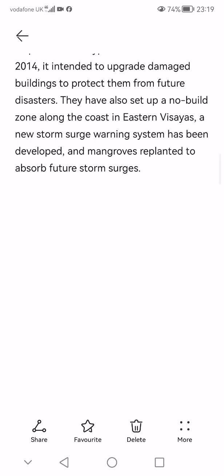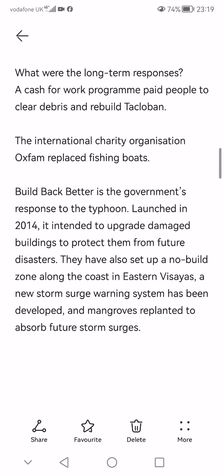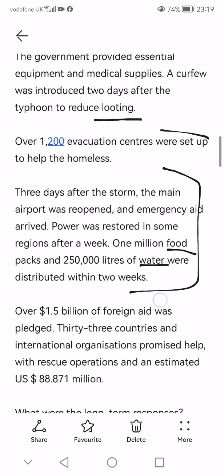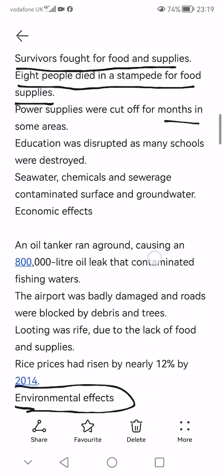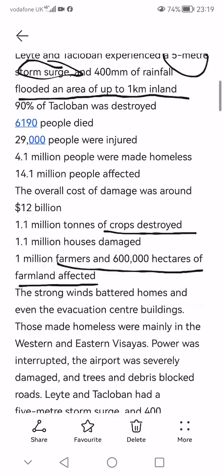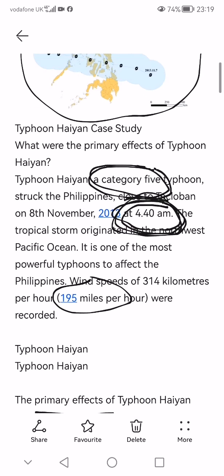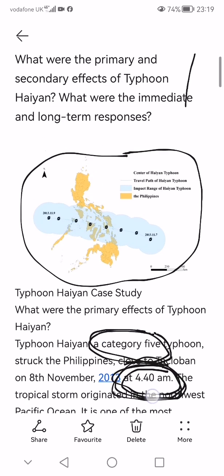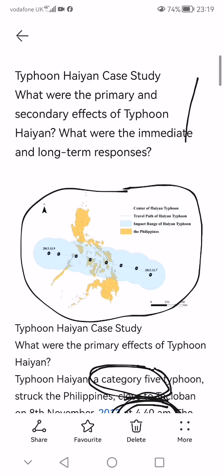So that is a little bit of context. There's enough here to write a 9 marker on. You have the longer term responses, the immediate responses, the secondary and primary effects, as well as some of the case study stuff here in terms of context and a diagram. Now, in terms of questions you may get on this, obviously it's worth practicing some 9 markers that have come up in the past on tropical storms like Typhoon Haiyan.